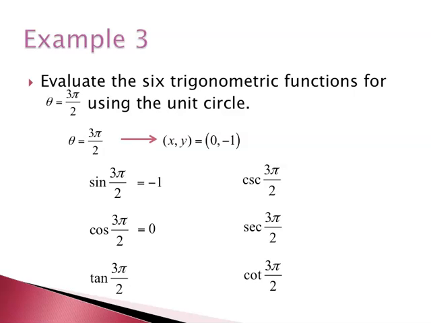Tangent of 3 pi over 2 is y over x. That's -1 divided by 0. That's going to be undefined. And then find the reciprocal. So cosecant of 3 pi over 2 is -1. Secant of 3 pi over 2, that's undefined. And then cotangent of 3 pi over 2, well, if it was y over x before, now it's x over y, so this is equal to 0.